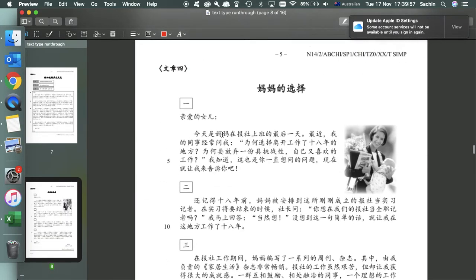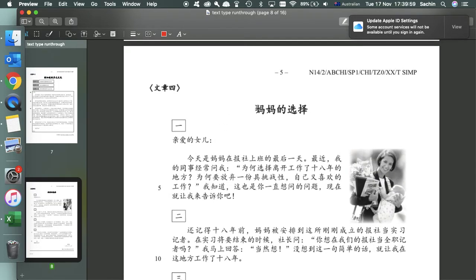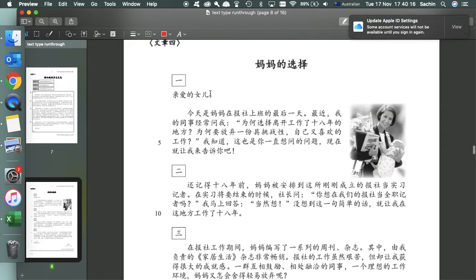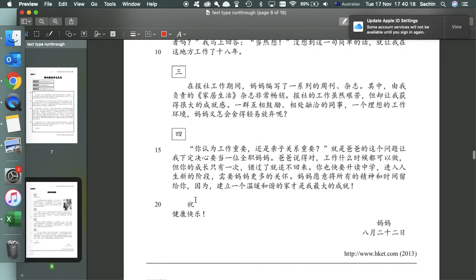And second one, we have a letter. Now normally letters don't have a title, but since this was taken from a paper 1, we'll just ignore that. But in a letter, we have our greeting. So in this case, it's quite informal. We have 亲爱的女儿 or dear daughter. So it's a personal text. And then we have 祝健康快乐. So you should always end with something like a 祝好, like best wishes or wish for good health. And then you have whoever wrote the letter and the date.